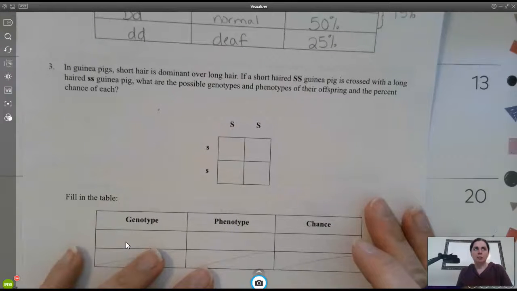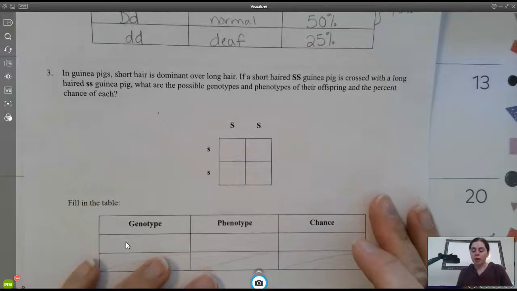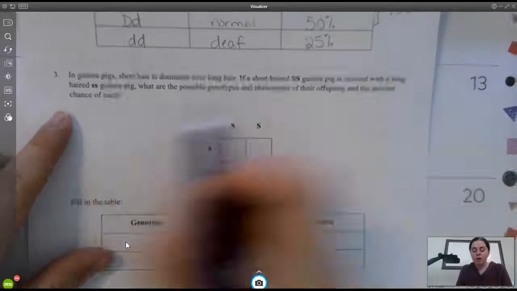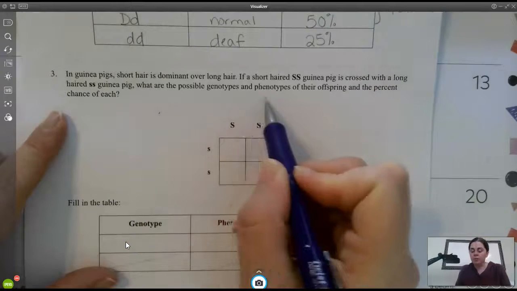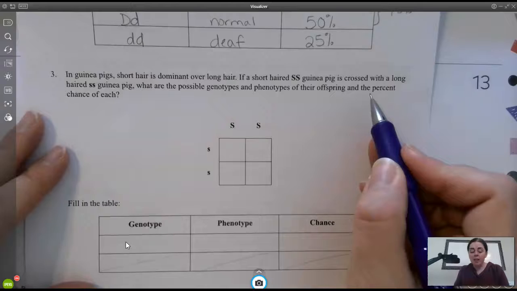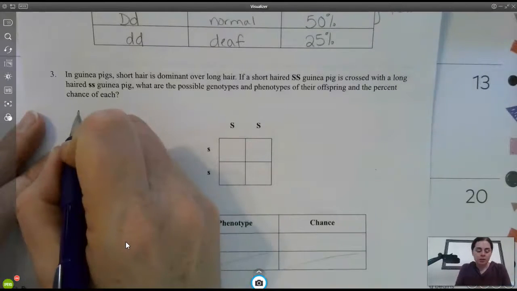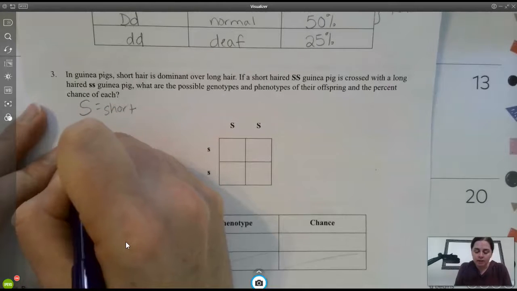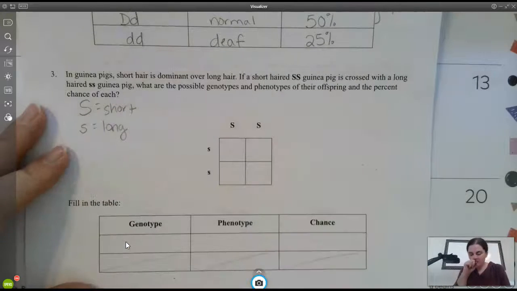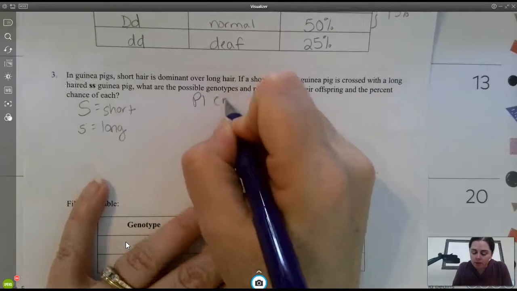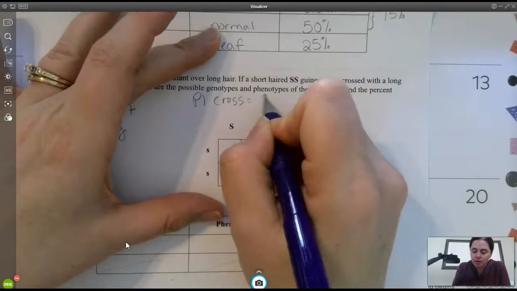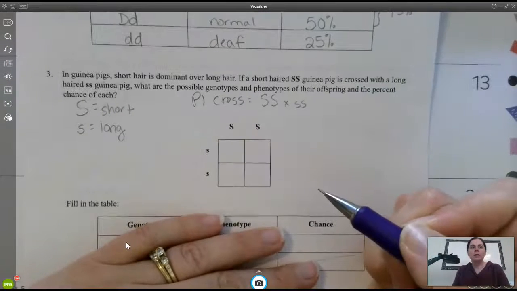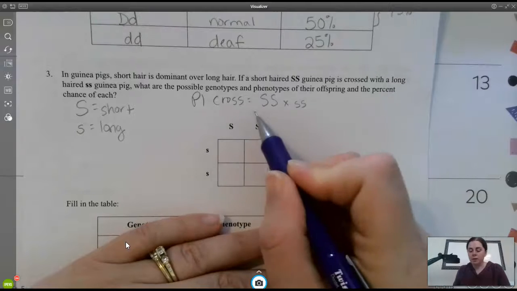In guinea pigs, short hair is dominant over long hair. If a short-haired big S, big S, homozygous dominant guinea pig is crossed with a long-haired homozygous recessive guinea pig, what are the possible genotypes and phenotypes of their offspring and the percent chance of each? Okay, so the first thing we're going to do is start with big S is short, little s is long-haired. Okay, so our P1 cross is going to be big S, big S times little s, little s, which makes sense because our squares here are also set up that way. So parent 1 goes here, parent 2 goes here.